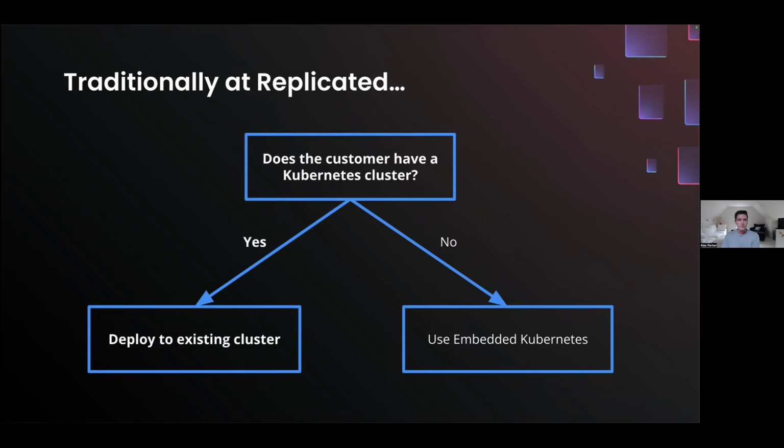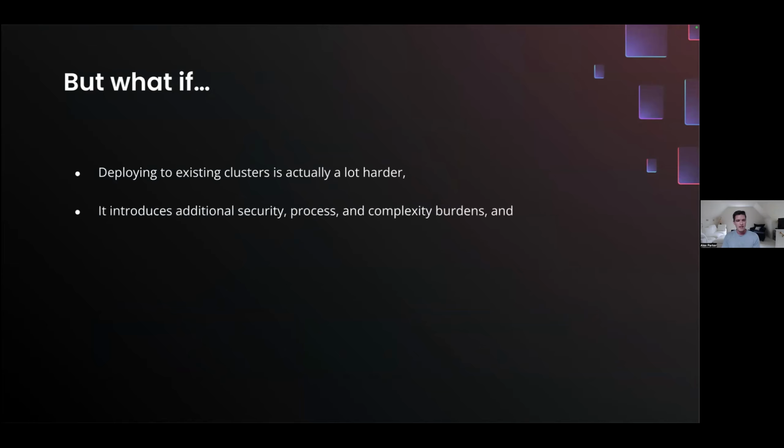So inevitably, when we go down this path, this becomes our default path where most people are going to get a Kubernetes cluster. They're going to have a cluster already that they're going to use. And so using embedded Kubernetes becomes the backup option in the case that someone doesn't have a cluster or can't get a cluster for themselves. But one thing that I'll challenge here is what if deploying to existing clusters can actually be a lot harder? It can introduce security and process and complexity burdens that enterprises have when you have to deploy into their existing cluster. And ultimately, maybe you should only do that when it's necessary.